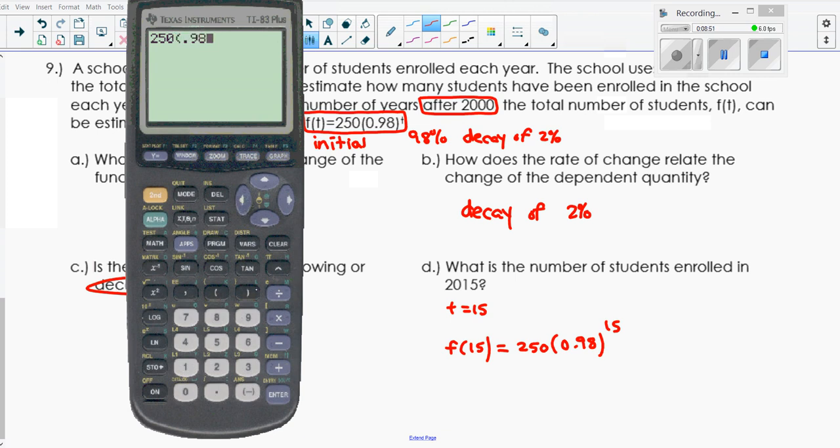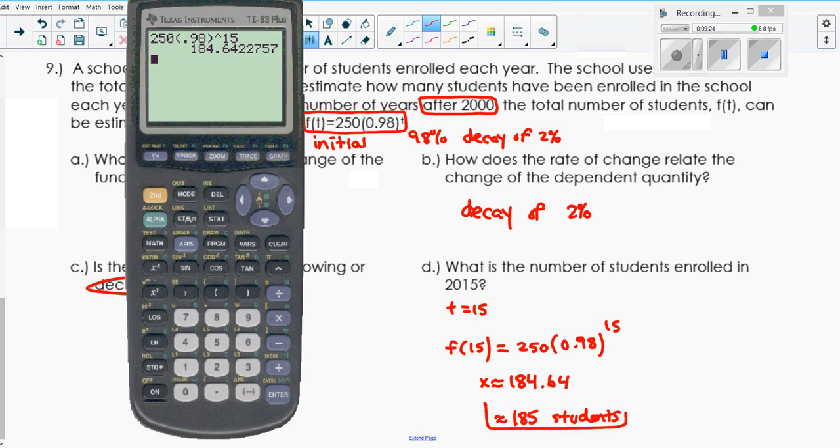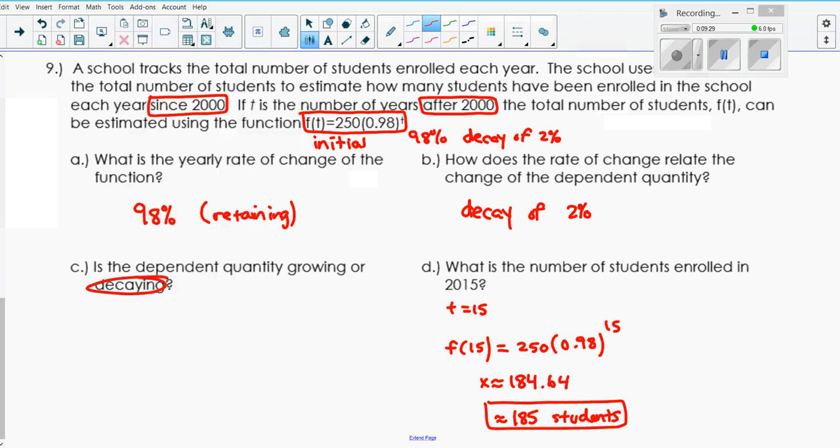So 0.98. Oops. And you should be doing this on your calculator too. Raise to the 15th. So we end up that we get, if I rounded to 2 decimal places, 184.64. However, this is talking about people, so it doesn't make sense to have a portion of a person. So we'll use our rounding rules. We'll round this up. So that means that there is about 185 students. So in 15 years, there will be about 185 students if it continues at this rate. All right. Go ahead and flip over.